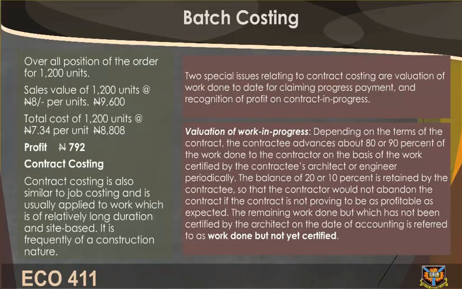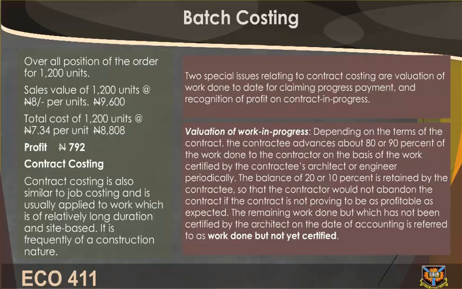Contract costing. Contract costing is also similar to job costing and is usually applied to work which is of relatively long duration and site-based. It is frequently of a construction nature. Two special issues relating to contract costing are valuations of work done to date for claiming progress payment and recognition of profit on contract in progress.